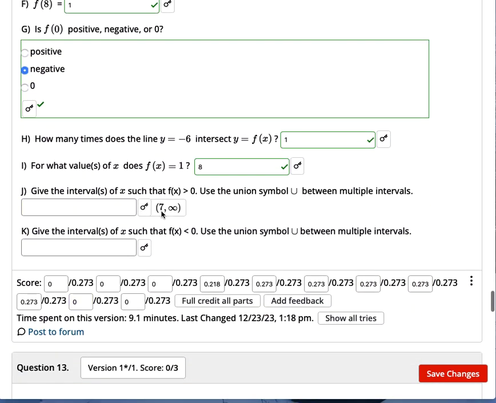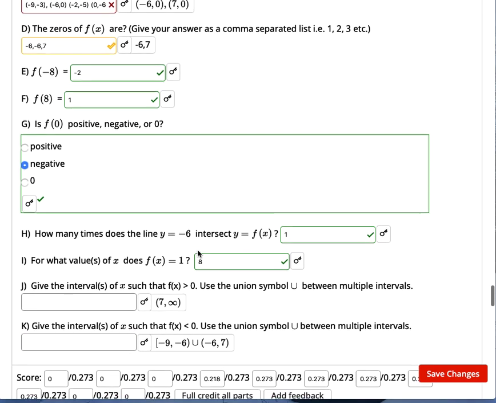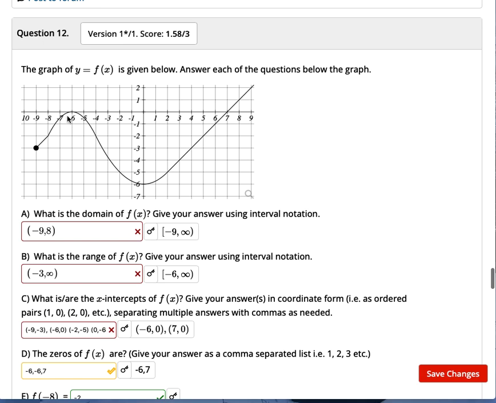I'll show that down here. And then give the interval that's less than 0. So this is going to have this little spot right here at -6. So let me show you that right here. So this is asking where is it less than 0 but not equal to. So here for this function, like when x is -9, that output is less than 0. When x is -2, that output is less than 0.